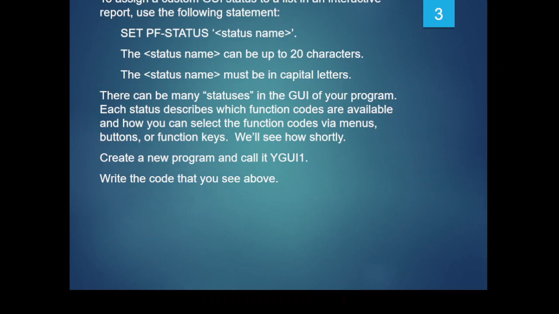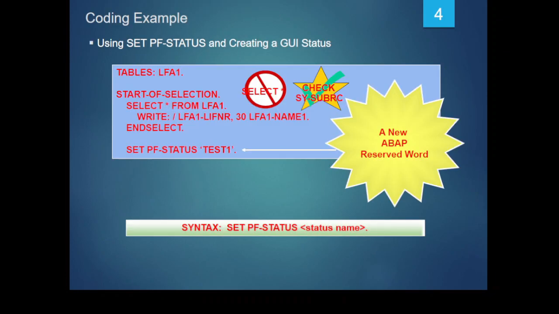Create. We have to create a new program. Let's say we can give its name YGUI1 or any name starting with Y or Z. Now let's see the code. Here is the code.